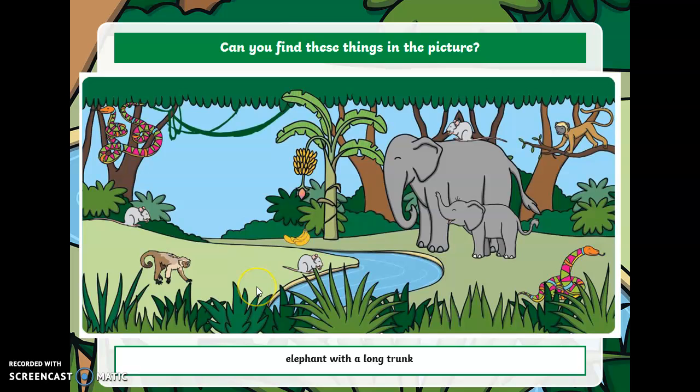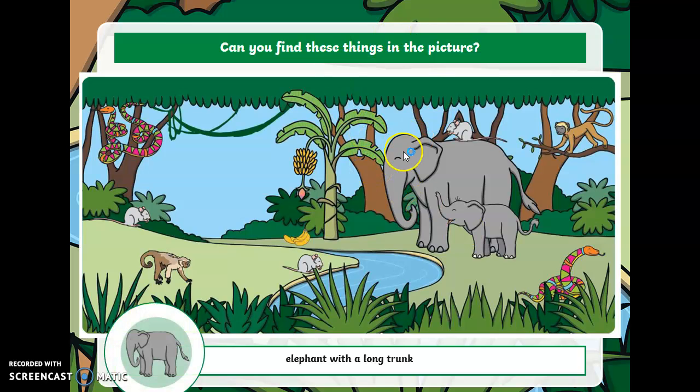Can you find the elephant with the long trunk? So we've got an elephant here, a big elephant, and we've got a small elephant here. But which one has got the long trunk? Well done, boys and girls. The big elephant here is the one with the longest trunk.